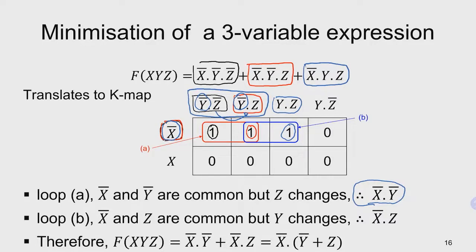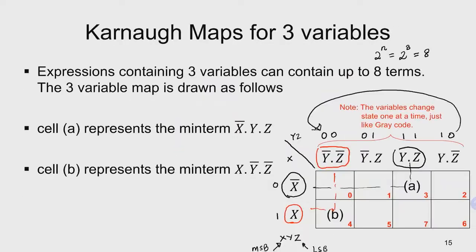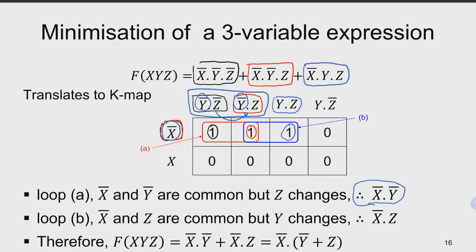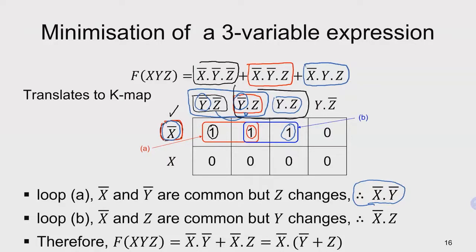And then loop B. Here we can see that again x bar hasn't changed, whereas in this loop here, z hasn't changed.